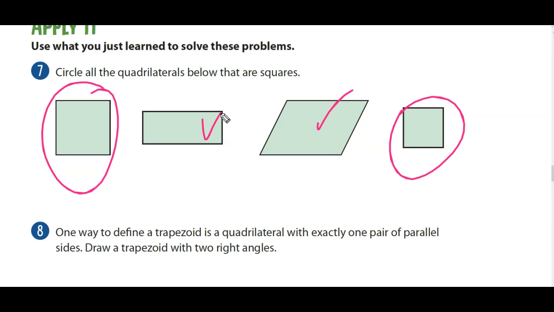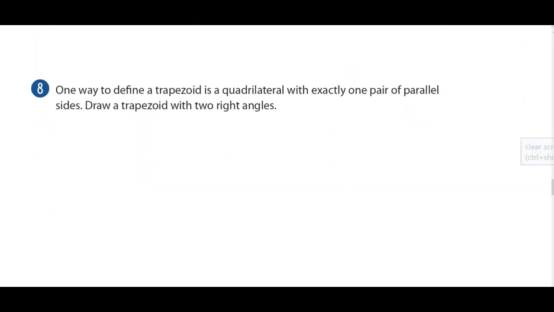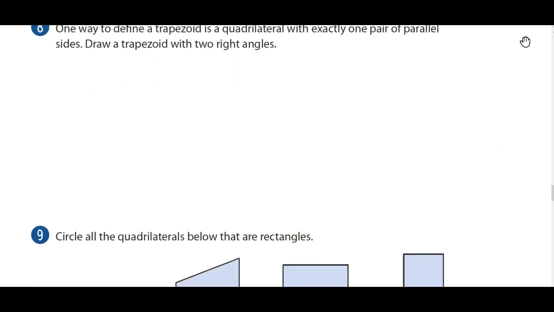That's a rectangle. It says one way to define a trapezoid is a quadrilateral with exactly one pair of parallel lines. Draw a trapezoid. Draw a trapezoid with two right angles. Go ahead and do that one.